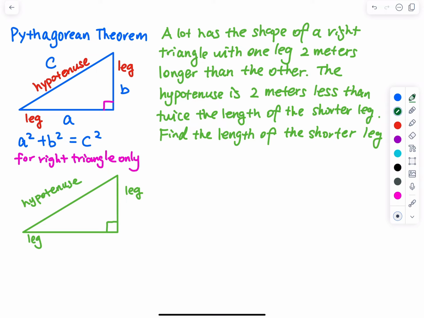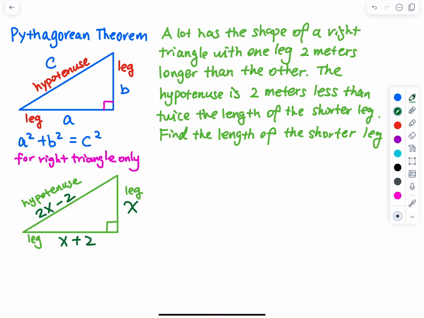So we have to define a variable. I already prepared a green triangle, and the problem mentioned that it is a right triangle. So we have a 90 degree angle. And then the shorter leg is unknown, so I am going to call the shortest leg x. And then what about the other? The first sentence mentioned that the other leg is 2 meters longer than the shorter leg. So that will be x plus 2. And then the hypotenuse is twice the shorter leg, and then 2 meters less than that.